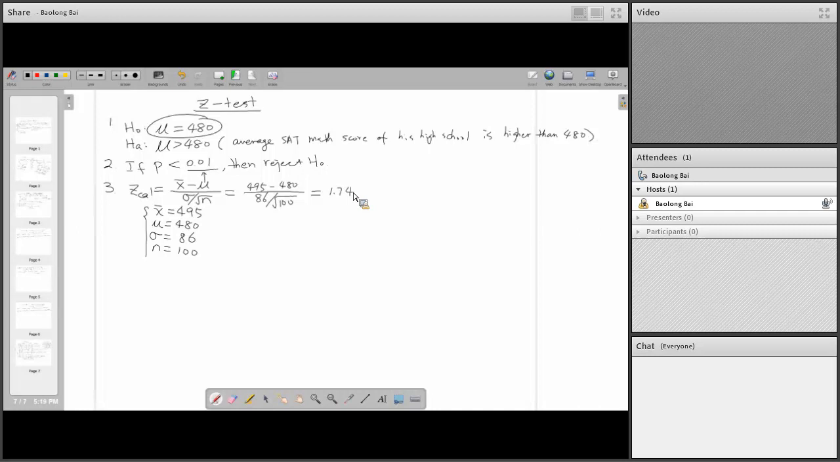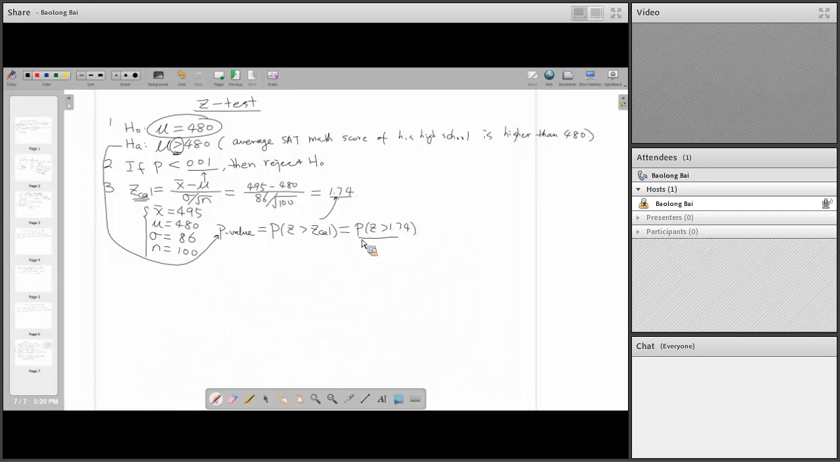Then step 3 is calculating test statistic and find p-value. The test statistic is calculated. Now we need to find the p-value. So p-value is always a probability in z distribution. And how do we write that event? It will depend on what kind of alternative hypothesis you have, right? Since you have a greater than sign, p-value will be the probability of z greater than the calculated z. And the calculated z is right there, 1.74. So that will be the probability of z greater than 1.74.